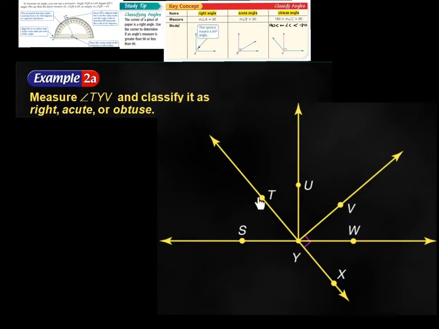Measure angle TYV and classify it as right, acute, or obtuse. Okay, well, angle XYV is right because they put a box there. So we know that angle TUV must be right also because they make a straight angle together. Two rights don't make a wrong, but I guess one right and a straight line makes two rights.